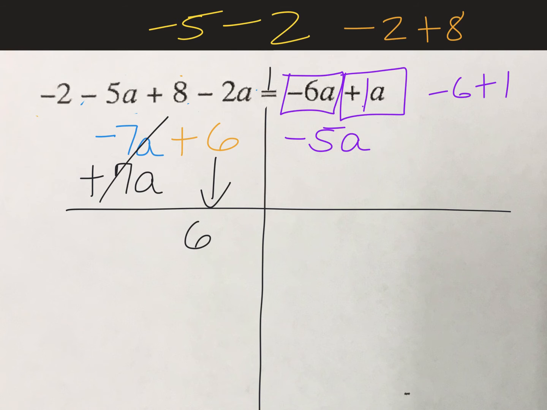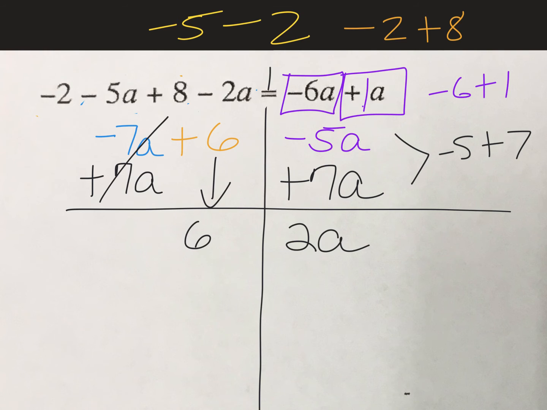Just like the examples we did previously, though, if I add 7a to the left-hand side of my equal sign, I'm going to have to add 7a to the right-hand side of that equal sign. So if number sense is kind of throwing you off a little bit, negative 5 plus 7, if you put that in your calculator, that's going to give you 2. So this is going to be 2a.